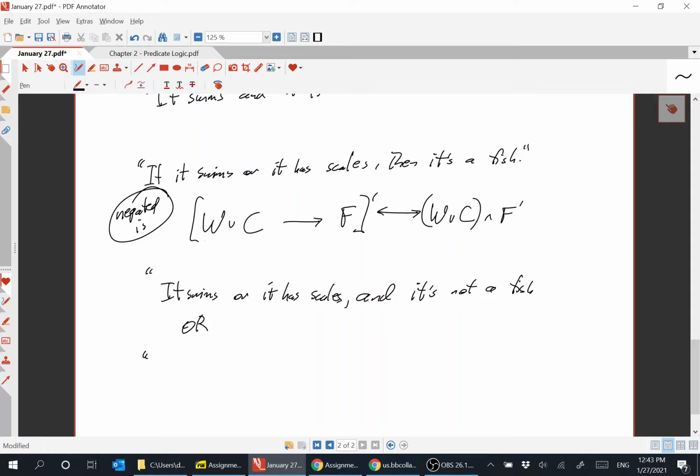One way to set off the or is with the word either, right? It either swims or it has scales. And then a comma there is good if you want, but it's not a fish. However, it's not a fish. It either swims or it has scales, but golly gee, it's not a fish. It's all the same thing.